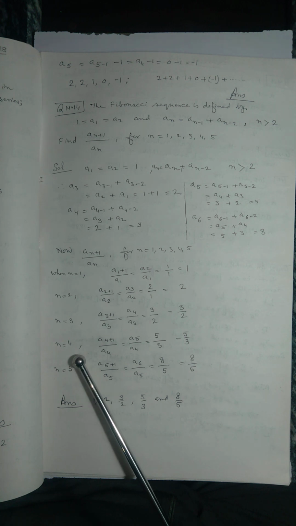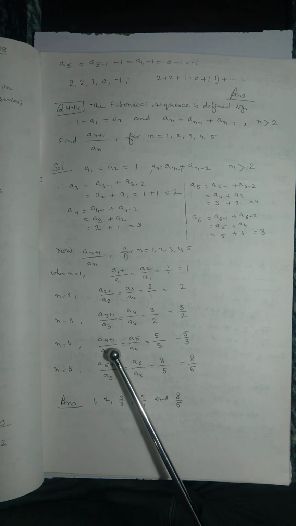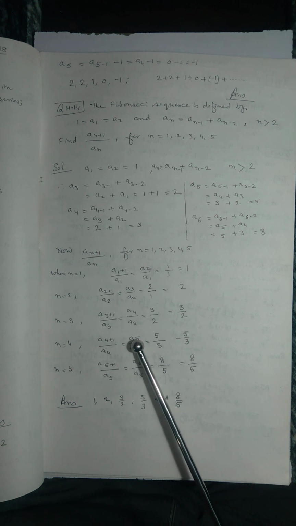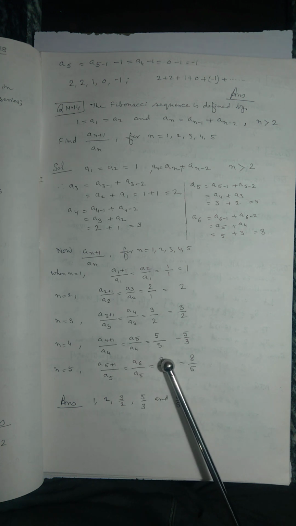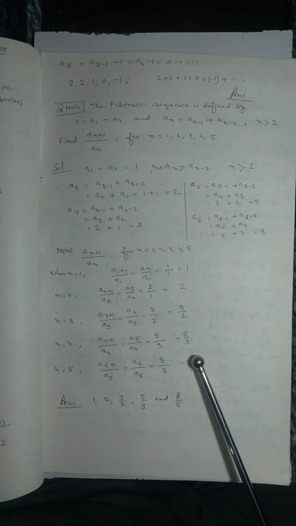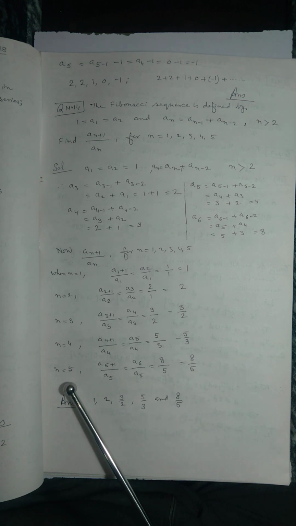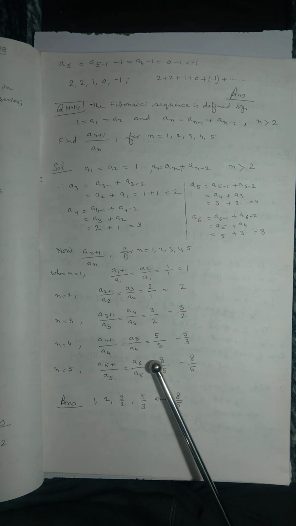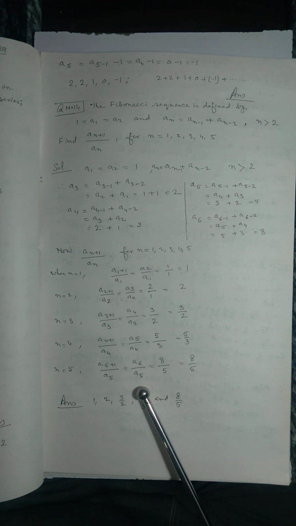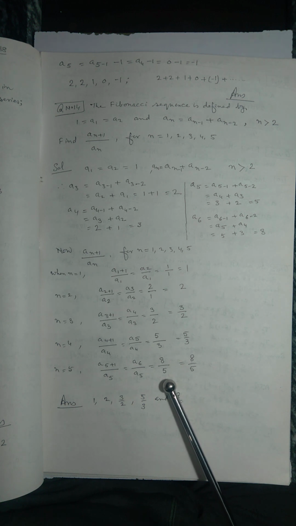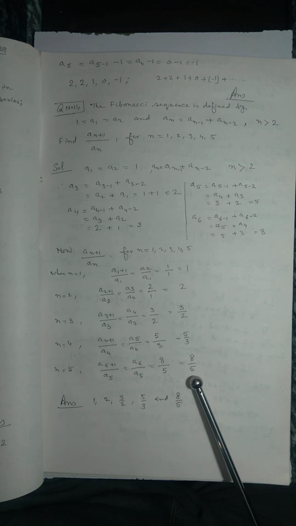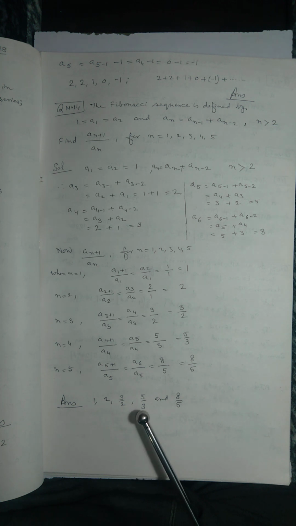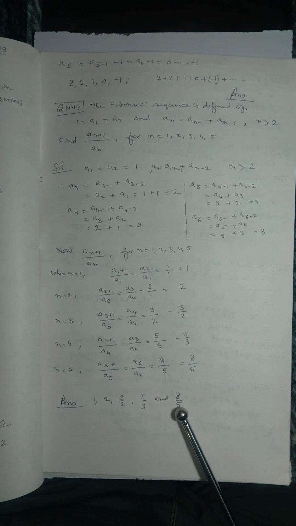Now n is equal to 4. So A(4+1), it will become A5, and A4. So A5 upon A4, that is 5 by 3, and it will be 5 by 3. Now n is equal to 5. So A(5+1) upon A5, and it will be equal to A6 upon A5, and it will be equal to 8 by 5. So 8 by 5 will be the answer. Now the answers are 1, 2, 3 by 2, 5 by 3, and 8 by 5.